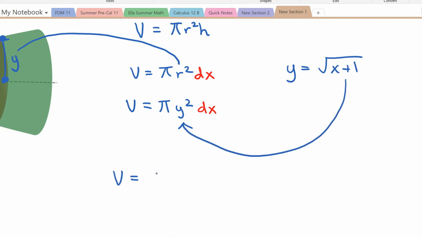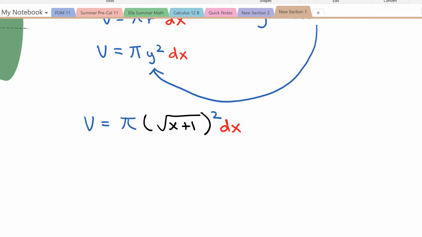So now volume would equal pi, brackets the square root of x plus 1, all to the power of 2 times the dx. And let's go ahead and simplify this. This is pi times, not the square root, but just x plus 1 times dx. So this right here is the volume for one of those disks.